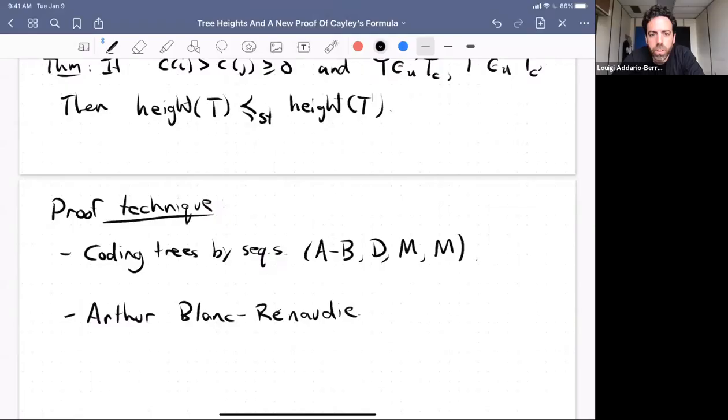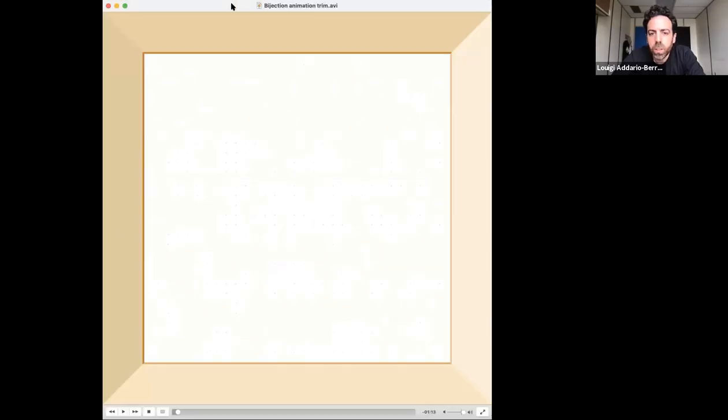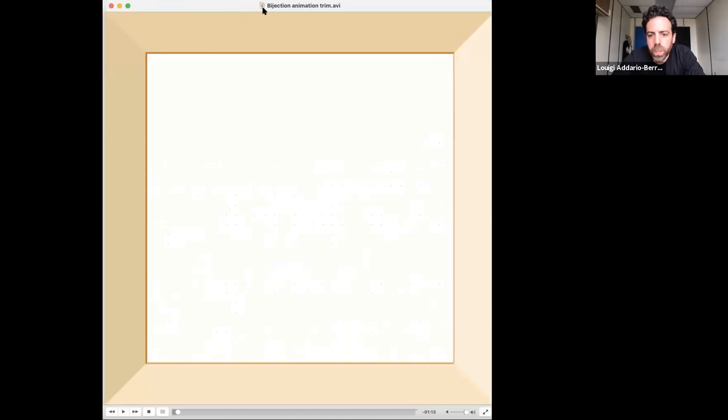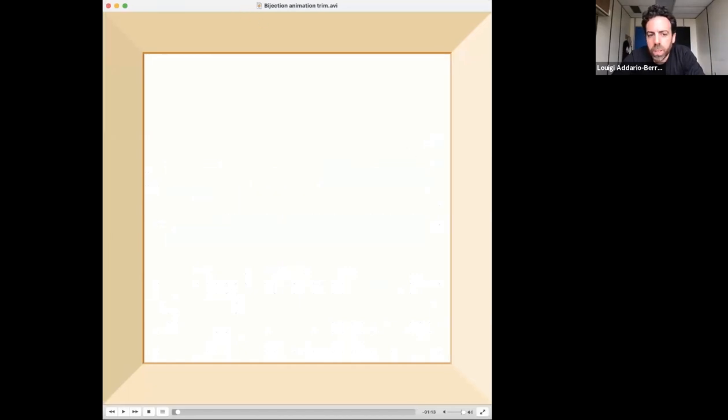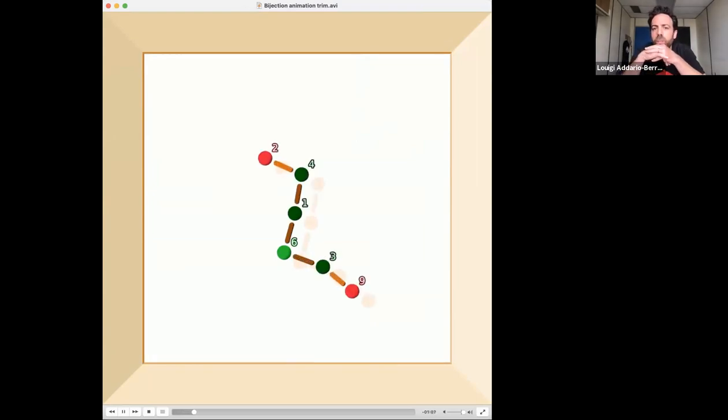So let's see, I guess I want to share this video. Okay, so what this is going to do, is everyone now seeing a sort of a square? Yes, good. Okay, so we'll start with a tree. So here's a random combinatorial tree. The root is vertex 6, and the leaves are in red. Okay, and now we're going to transform this tree into a sequence.